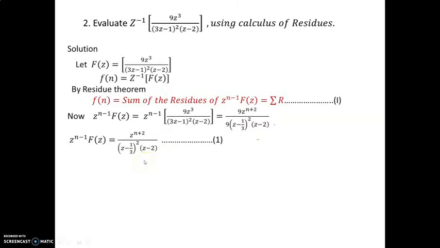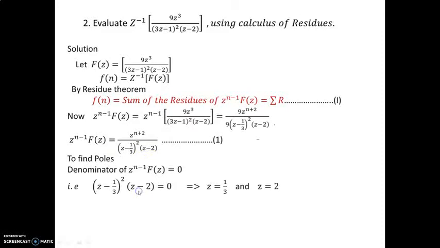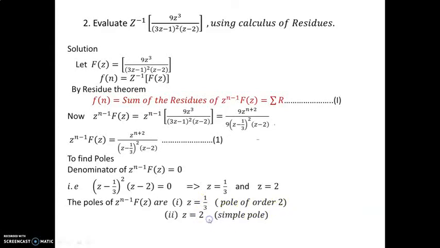Next, to find the poles. The procedure for finding the poles is the denominator of z^(n-1) F(z) equals 0. So the denominator term is (z - 1/3) the whole squared into (z - 2) equals 0. So we get z = 1/3, order is 2, and also z = 2. Here 2 is a simple pole. Therefore, the poles of z^(n-1) F(z) are z = 1/3, a pole of order 2, and z = 2, which is a simple pole. Here we got two poles. There are two residues.